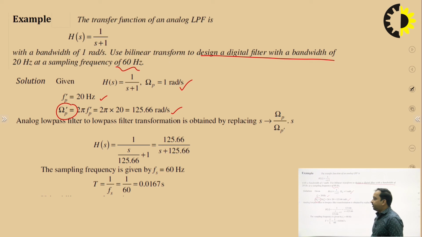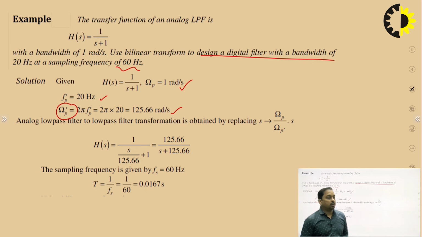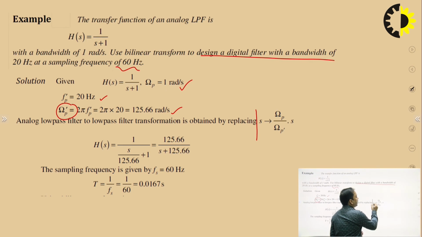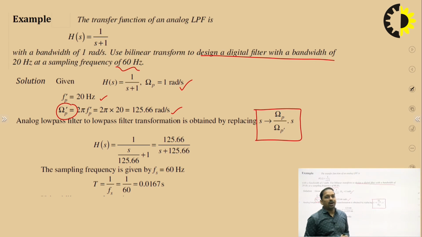Now this analog low pass filter can be transformed to a different analog low pass filter by using a transformation. This is called frequency transformation. Later on we will study how an analog prototype low pass filter is transformed to other analog filters like low pass to low pass, low pass to high pass, low pass to band pass, and low pass to band reject. So the formula we are going to use over here is s equals Ωp divided by Ωp'. Ωp' is the desired frequency, multiplied by s.